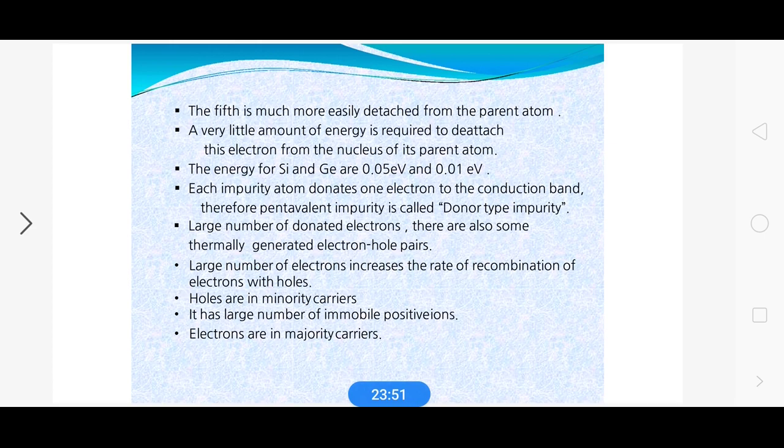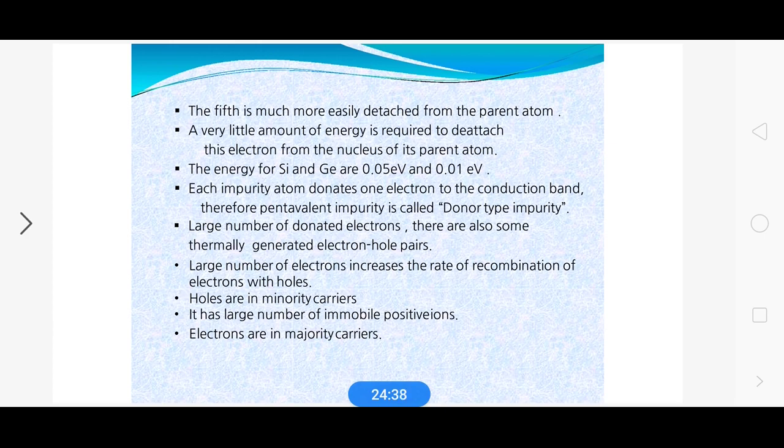As this 5th electron is in the outermost orbit, it is very loosely bonded with the nucleus, and very little energy is required to break the bond with the nucleus, meaning to detach the electron from the outermost orbit. Okay, so the energy required to detach the electron from the outermost orbit is 0.05 electron volts for silicon, and it is 0.01 electron volts for germanium. It is very small energy.